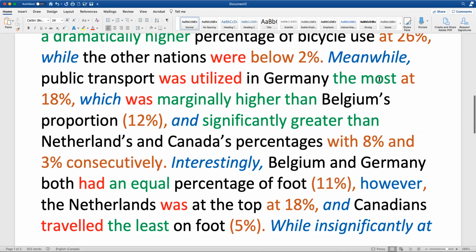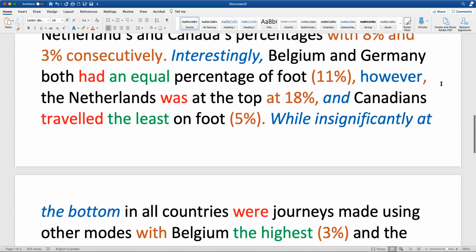Go ahead, CJ. Meanwhile, the public transport was utilized in Germany the most, 18%, which was marginally higher than Belgium's proportion, 12%, and significantly greater than the Netherlands and Canada's percentages with 8% and 3% consecutively. And then we talked about on foot. Oh, Fahima, sorry, I forgot about you. Yeah, go ahead, Fahima.